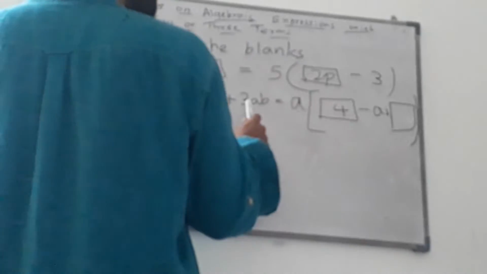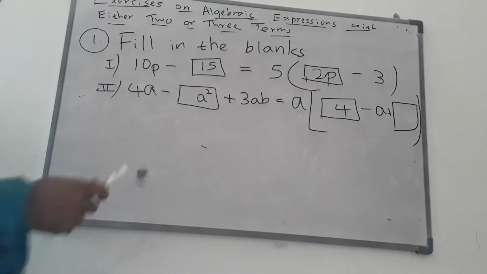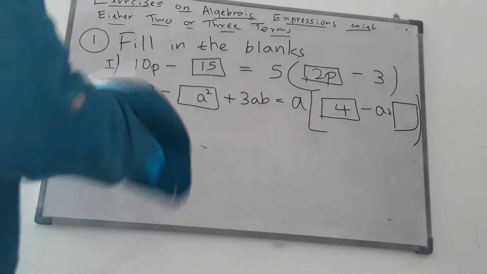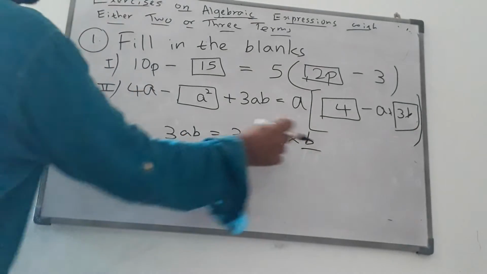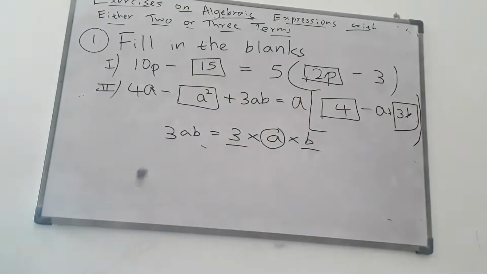Okay, next blank. The third term of this expression is 3ab. We took a out, so this should be 3b. Why? 3ab means 3 times a times b. When we take a out, the remaining product is 3 times b, which is equal to 3b.